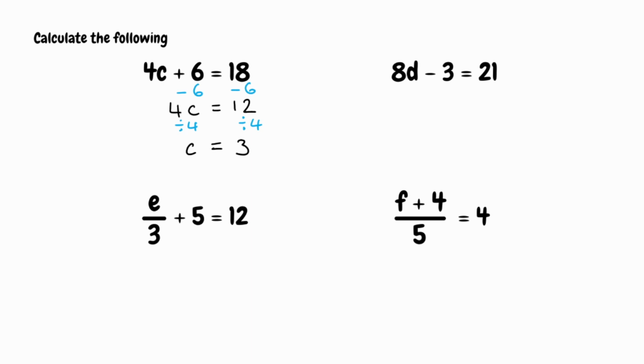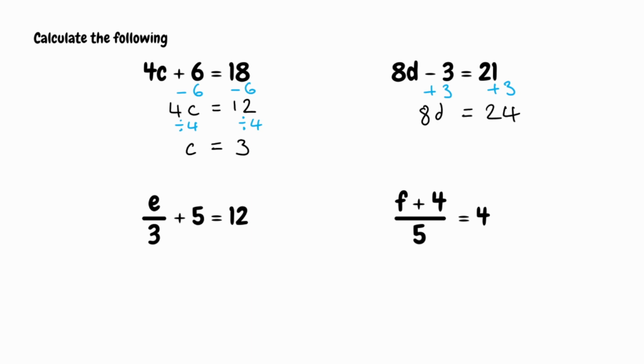Now looking across, we've got 8d take away 3 is equal to 21. So we're starting with d, multiplying by 8, and then subtracting 3. So we're going to get rid of that take away 3 first. And we do that by adding 3 to the left-hand side, which means we also add 3 to the right-hand side. So we're going to be left with 8d on the left-hand side is equal to 21 plus 3, well that's 24. So we now have that 8d is equal to 24.